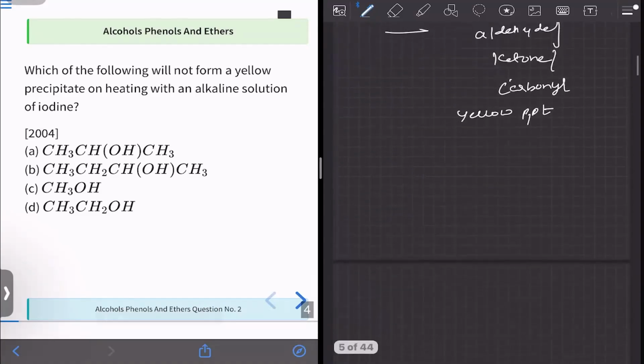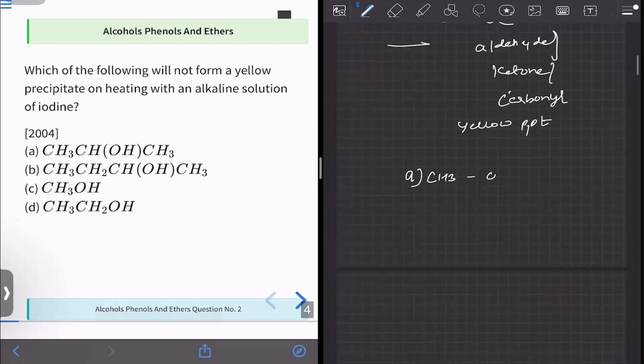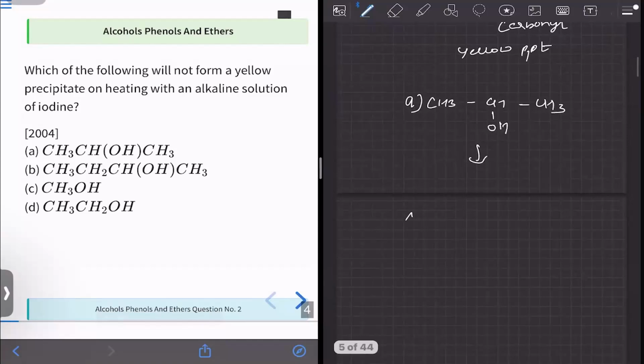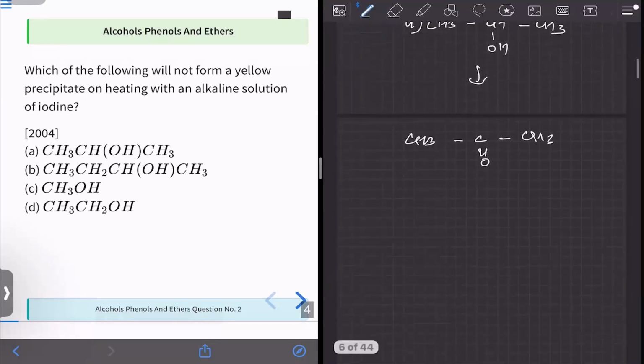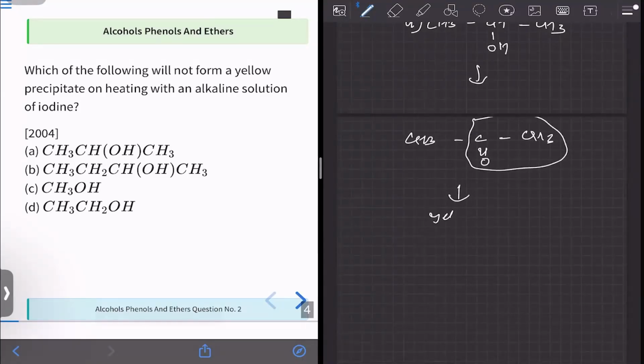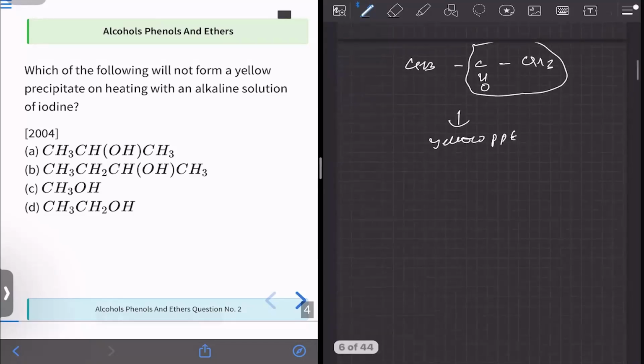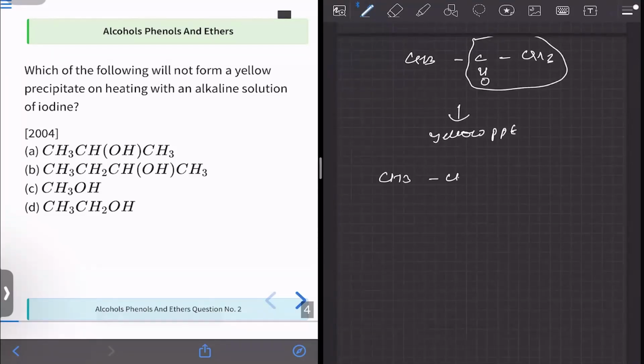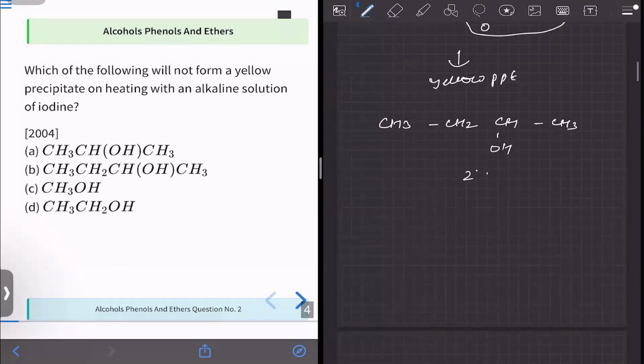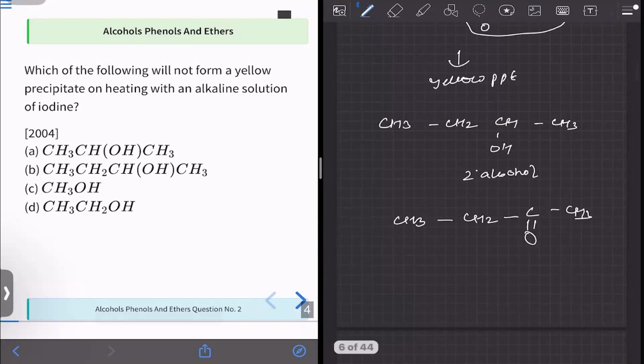See, option A includes CH3 CH OH CH3. When it reacts, it produces CH3 C double bond O CH3, so it contains a carbonyl group. So it produces a yellow precipitate. Next one, option B, CH3 CH2 CH OH CH3. It is also a secondary alcohol. So it produces CH3 CH2 C double bond O CH3.